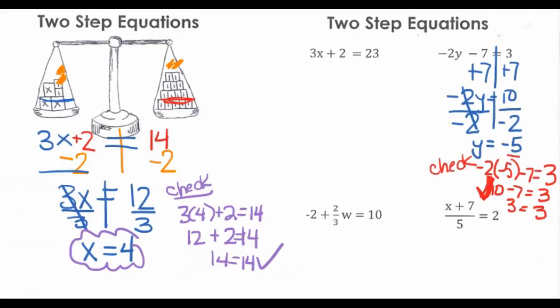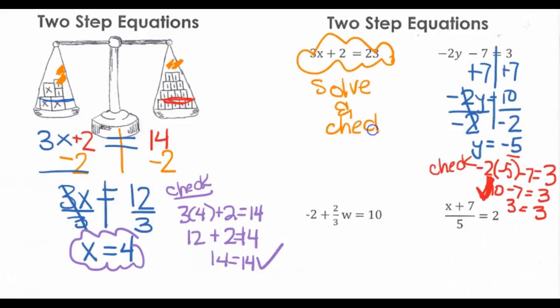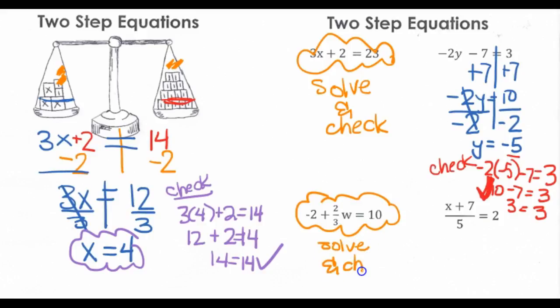What I would like you to do is 3x plus 2. I want you to solve and check. You can pause the video to do this right now. Once you are done with that, I also want you, negative 2 plus 2/3 w equals 10. I want you to solve and check this on your own.